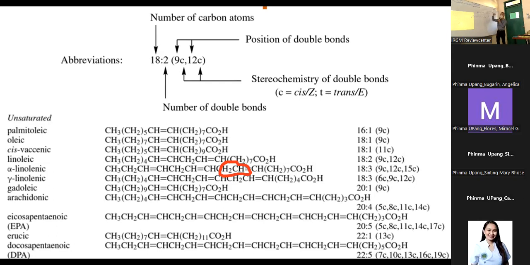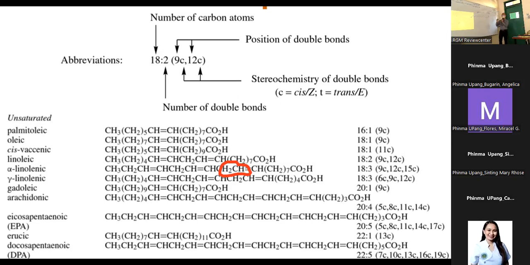There is one double bond. There is one double bond which is present at position number 9. Okay? Ayan. So yun yung ibig sabihin nun. 1, 2, 3, 4, 5, 6, 7, 8, 9. So this is 9. Okay? Nandun daw yung double bond. Kaya natin double bond. Okay?